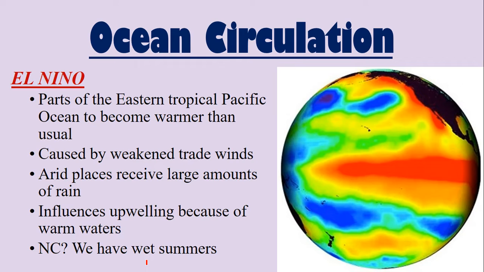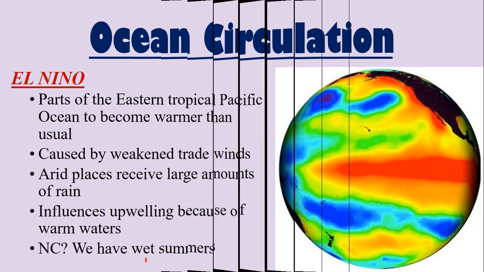It influences the upwelling because of the warm water. So the upwelling brings colder water and it brings all the nutrients up so fish can eat. But what happens is there's no more upwelling because the warm water's there. And so the fish don't come and eat, and people will struggle in the fishing industry during this. Now, I live in North Carolina, so when we have El Niño, we usually have wet summers. That's how El Niño will affect our weather, even though we're not even close to it.